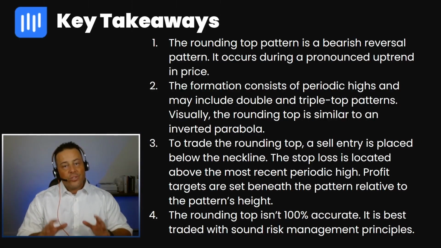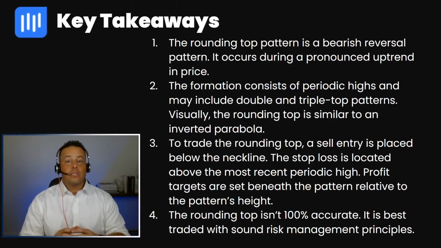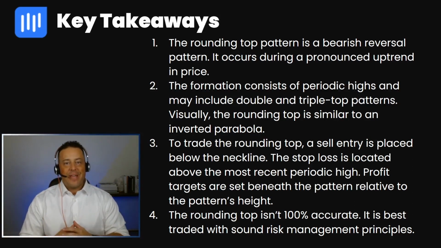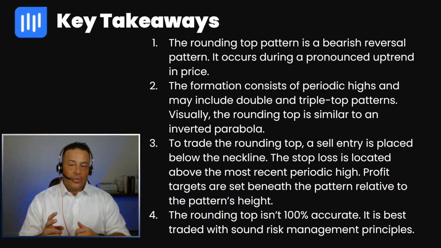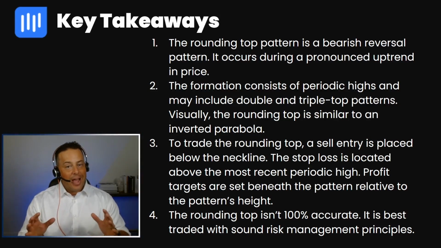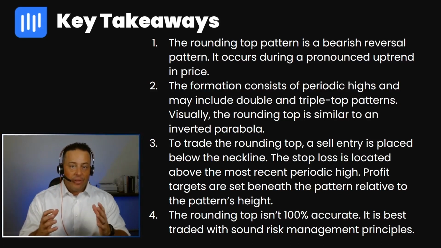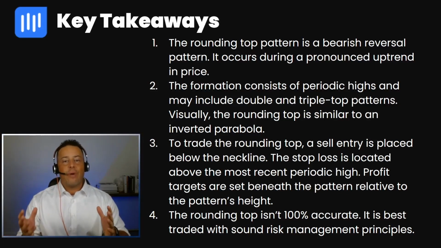Now, let's review some of the key takeaways from the rounding top pattern. Number one, the rounding top pattern is a bearish reversal pattern. It occurs during a pronounced uptrend in price action. Number two, the formation consists of periodic highs and may include a double or triple top pattern. Visually, the rounding top is similar to an inverted parabola.